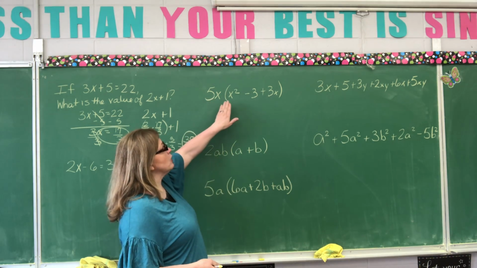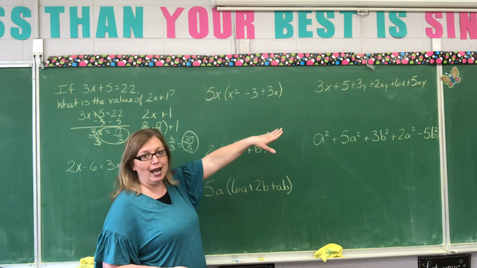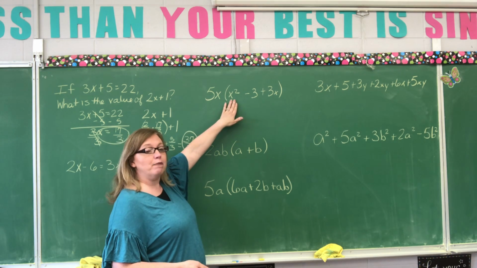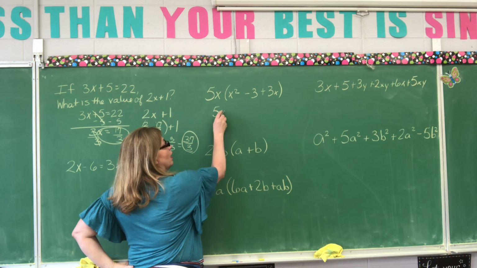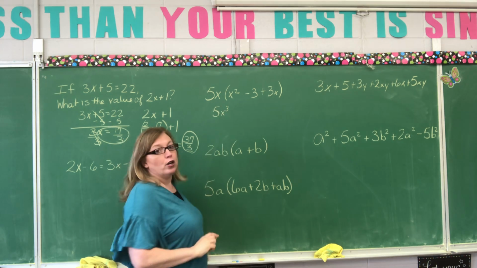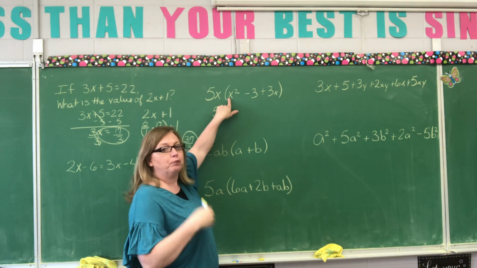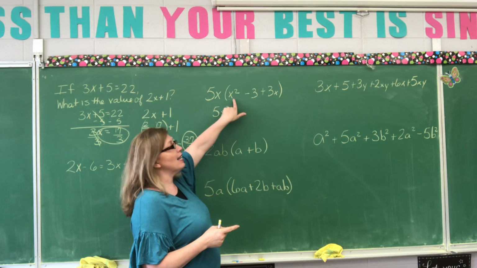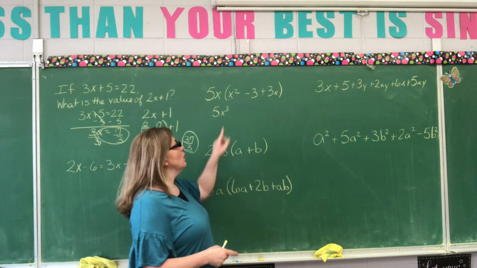We're going to multiply 5x by x squared minus 3 plus 3x. So what are we going to do? We're going to say 5x times x squared. Okay, so we're going to have 5x to the third power, okay? Because remember, the x has a 1, even though we don't write it, it's a 1. So 5 times 1 is 5, and x times x squared. What do you do? You add the exponents.